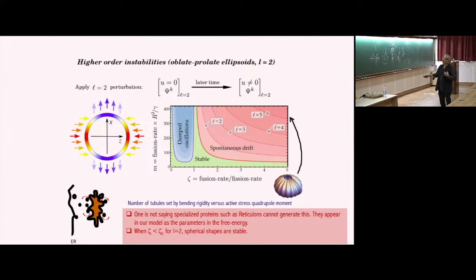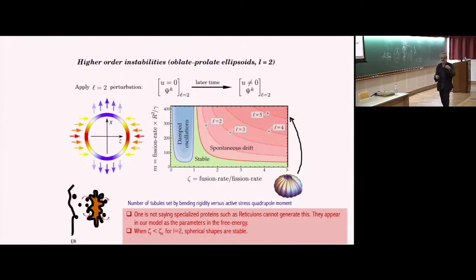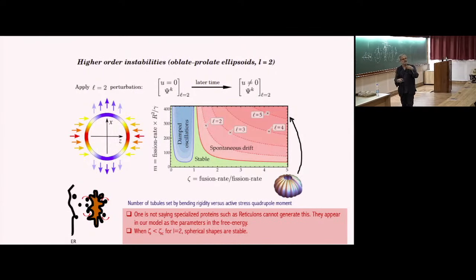Can you have specialized proteins in the case of the endoplasmic reticulum? They're called reticulons. Can you have specialized proteins which locally have a spontaneous curvature and generate these tubules? And indeed you can. One is not saying that you can't do that. You can generate these tubules by equilibrium means. And indeed, these are included in our formalism because they reside in the values of the bending modulus and spontaneous curvature and so on and so forth. So that's the other statement.